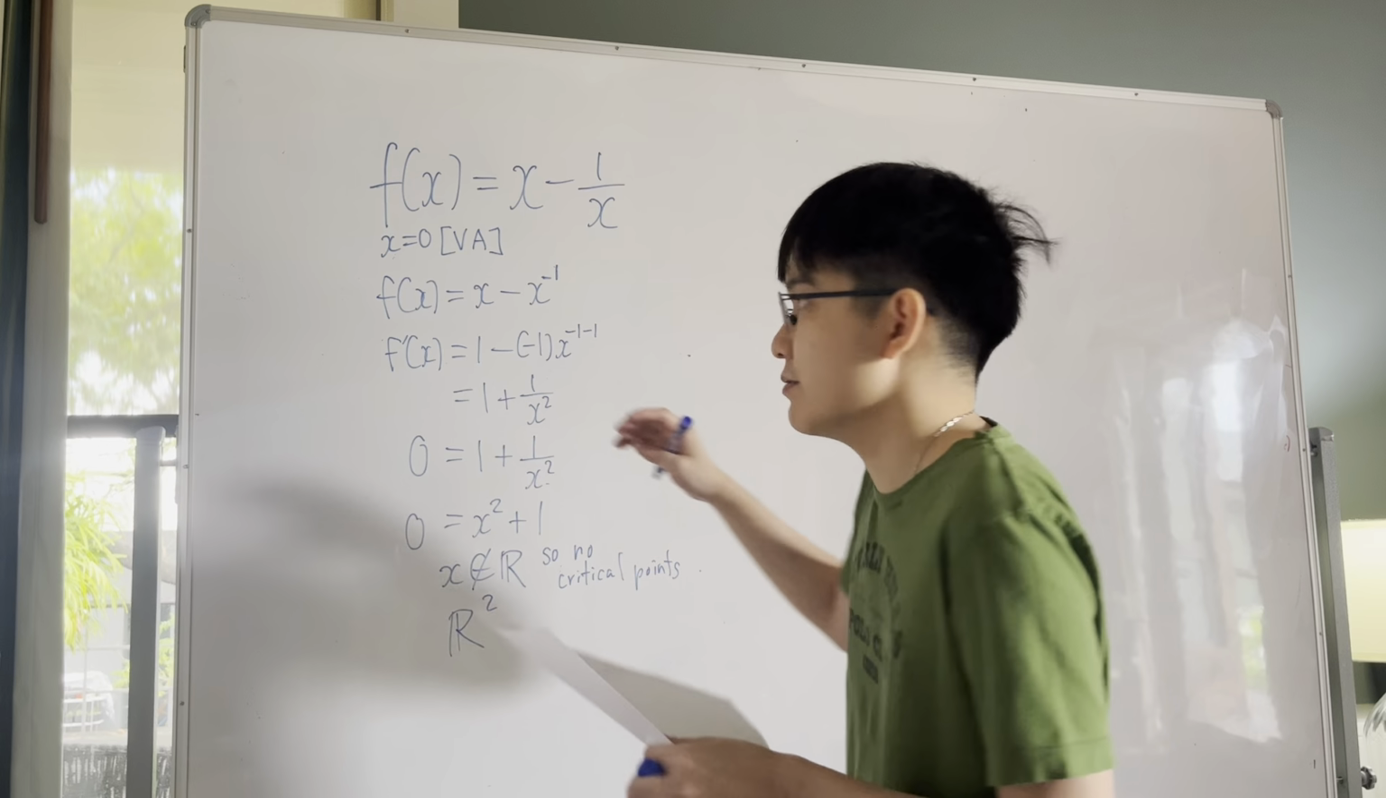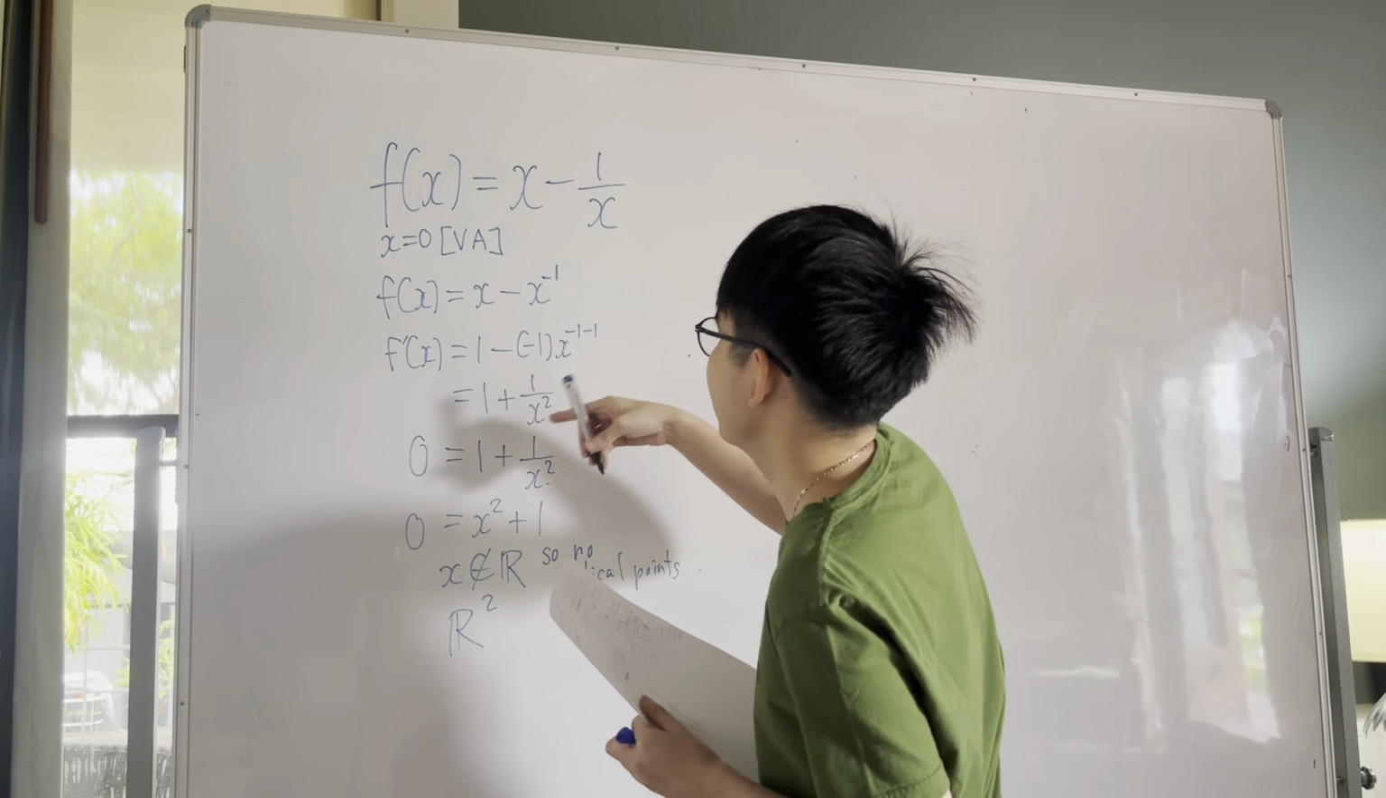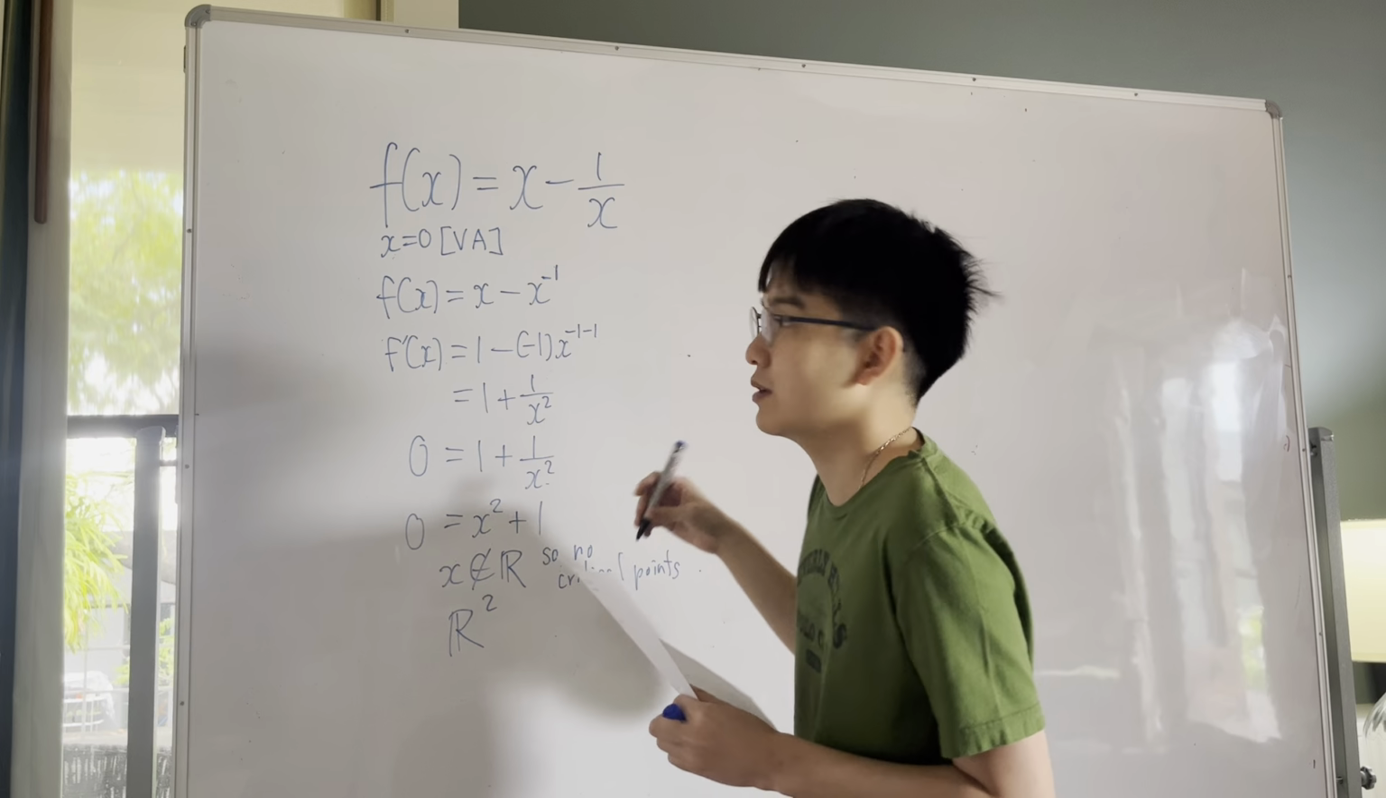Let's take a look at the second derivative now. Well, we get that f prime of x equals this, 1 plus 1 over x squared.